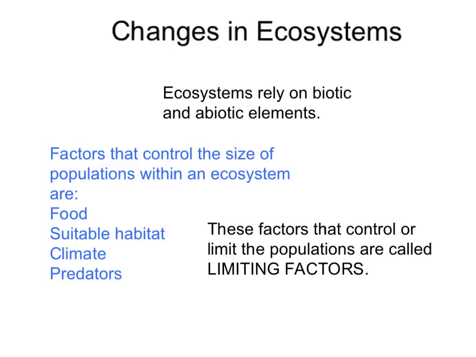And finally, predators. Well, we as human beings don't have to worry about predators, but the animals do. So, whether there's enough food, whether there is a suitable place to live, climate, and how many predators are present will limit population of a species. These factors are called limiting factors.